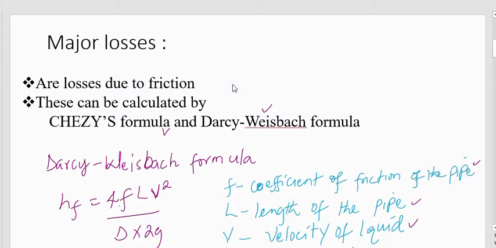Now let's look at the losses that we have. There are major losses, and these are always due to friction. This can be determined by Chezy's formula or Darcy-Weisbach formula. Now, Darcy-Weisbach formula states that hf is equal to 4fLv² divided by 2gD, whereby f is the coefficient of friction of the pipe, L is the length of the pipe, v is the velocity of the liquid in the pipe, and D is the diameter of the pipe.